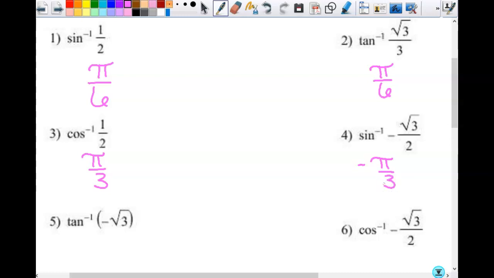Tangent inverse of negative square root of 3. What do you think that is? Okay, so it's tangent, and this is negative, so that's a fourth quadrant answer. And then tangent inverse of the square root of 3, negative pi thirds. Because the tangent of negative pi thirds is negative square root of 3. All right, then the cosine inverse of negative square root of 3 over 2. So it's a pi 6 angle, right? So your answer would have to be 5 pi 6.